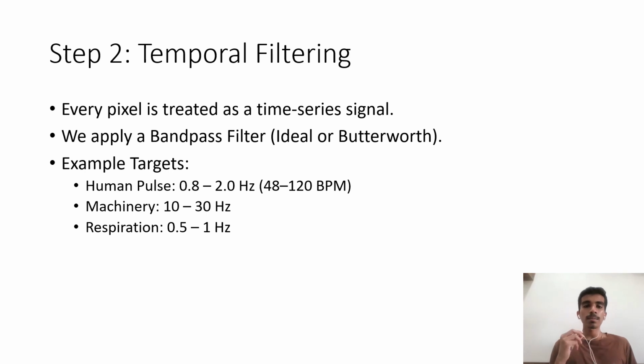So as we go into the temporal filtering phase, here we treat each pixel as a time series signal. This is where the frequency comes into the algorithm. We look at a single pixel across time and apply a bandpass filter to extract only the changes happening at that specific frequency. The filters we use are either ideal or Butterworth.